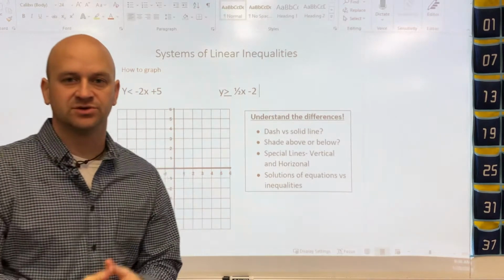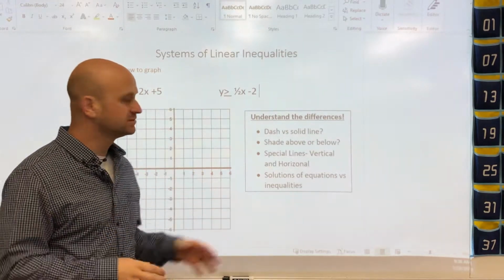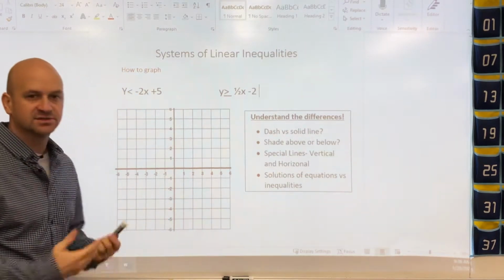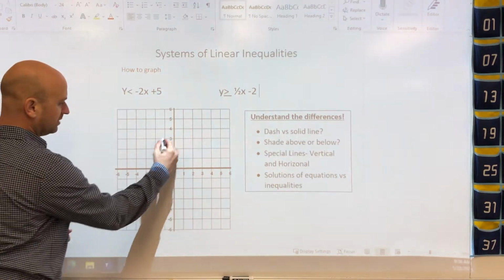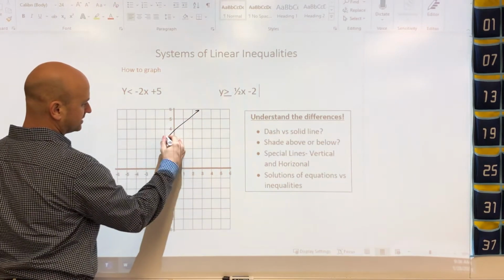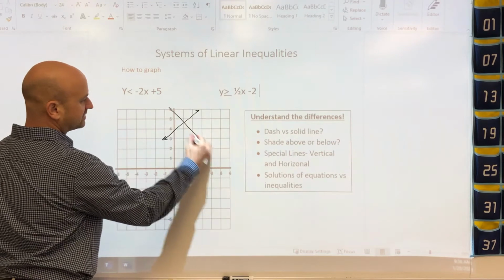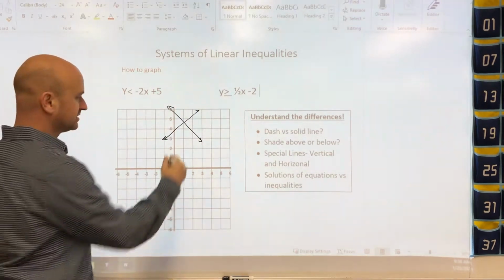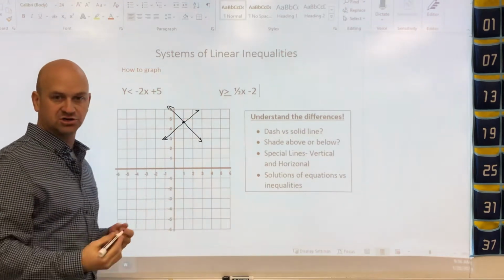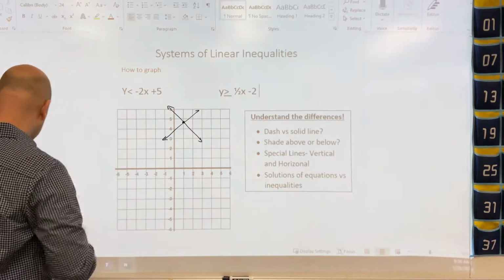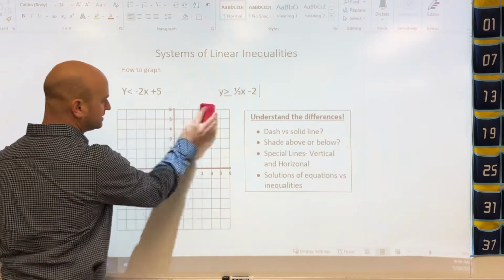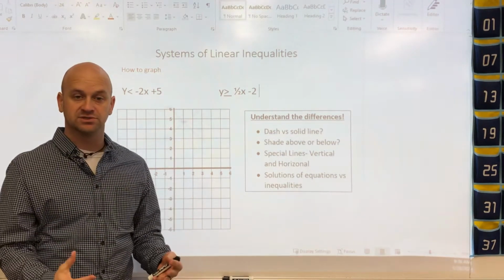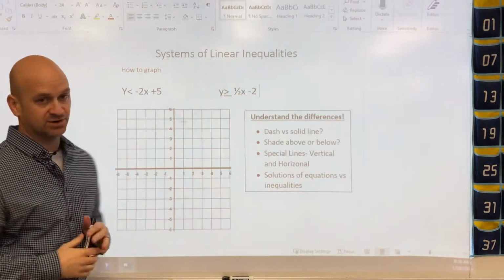Right, in today's video, we're going to talk about systems of linear inequalities. In the past, we've talked about systems of equations where we might have two equations, something like this and something like this, and we talked about how the solution of those systems was where the intersection occurred. Okay? Now, the difference in inequalities is that there isn't just one solution. There's a variety of solutions depending on what's given in the problem.